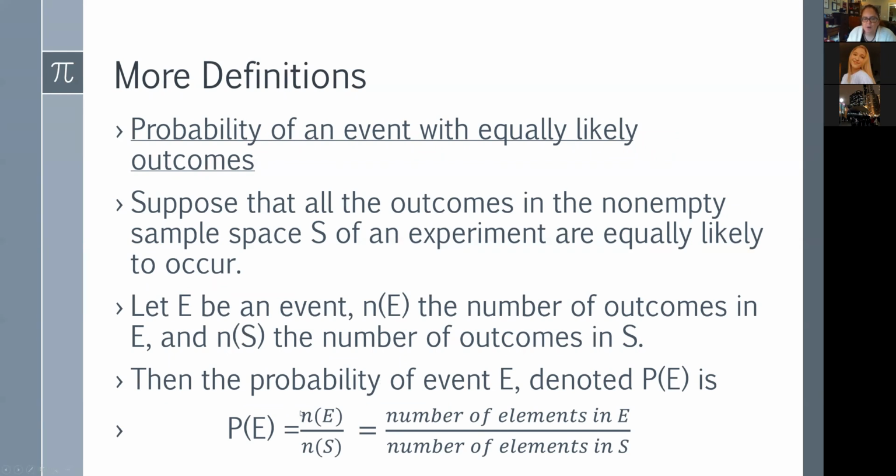Okay, so assuming the outcomes are equally likely, we just find the probability of an event by counting up how many elements are in the event and dividing by how many elements are in the sample space.